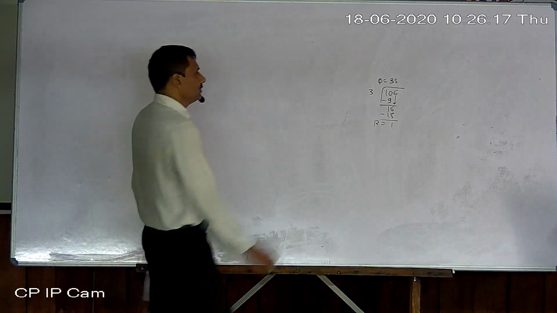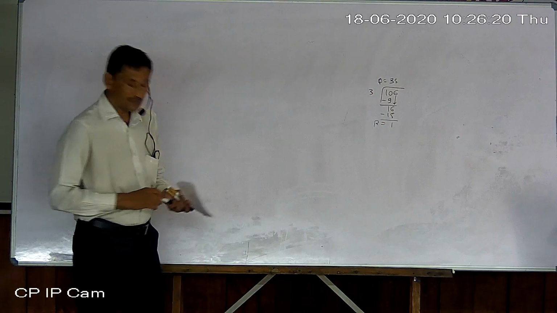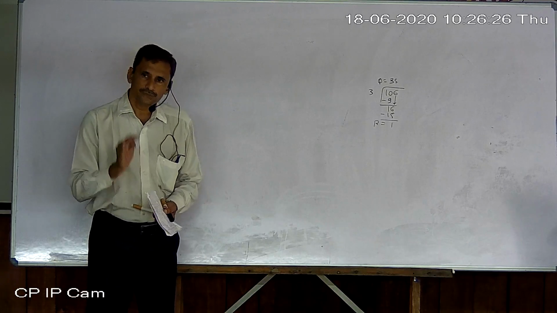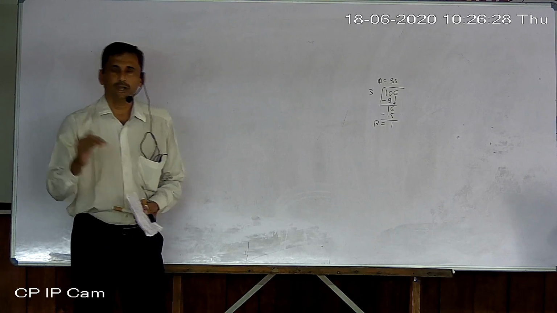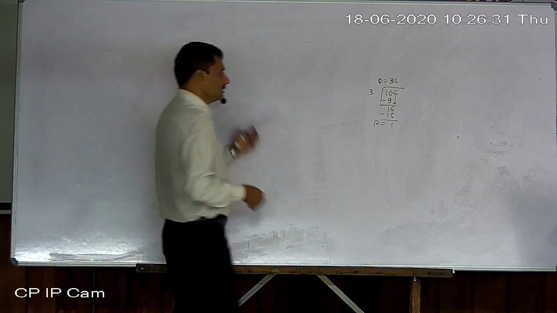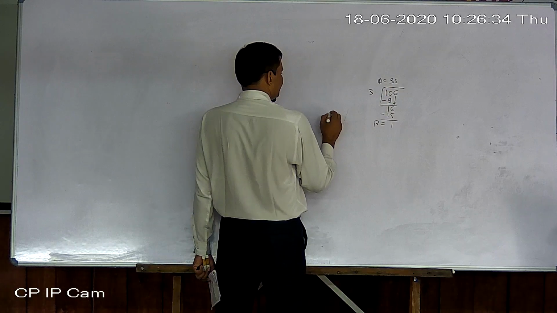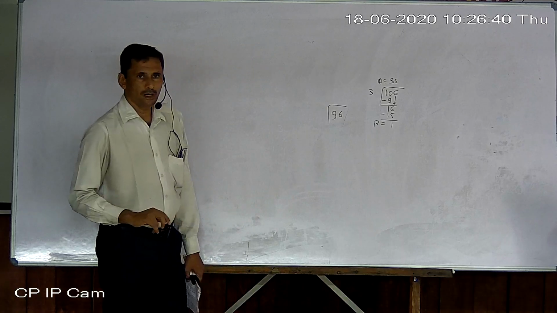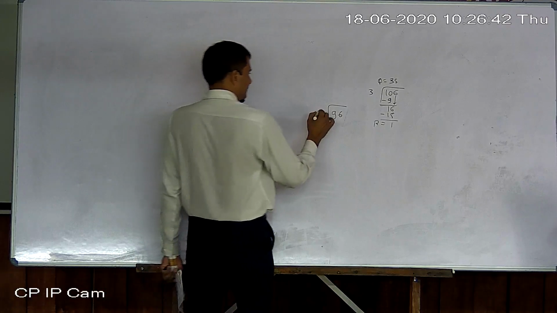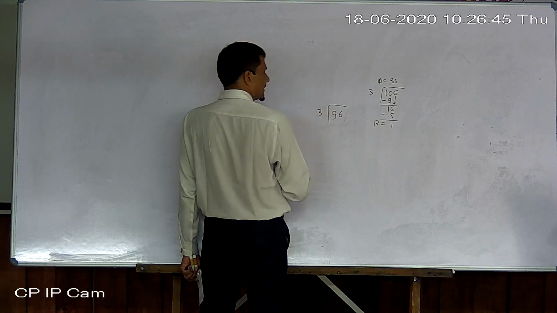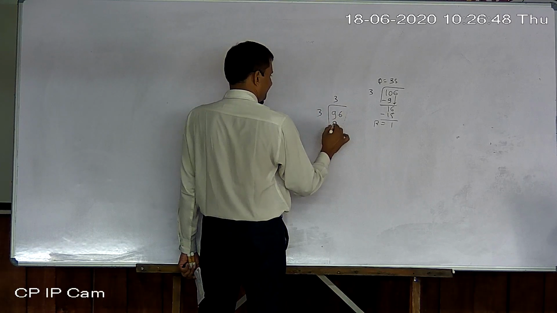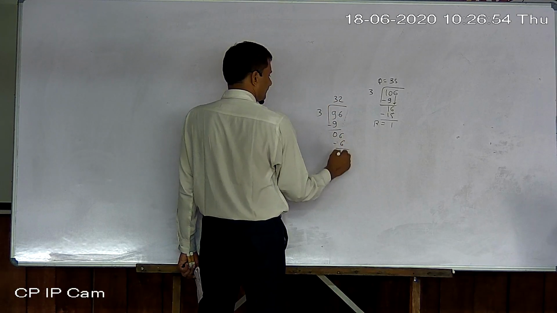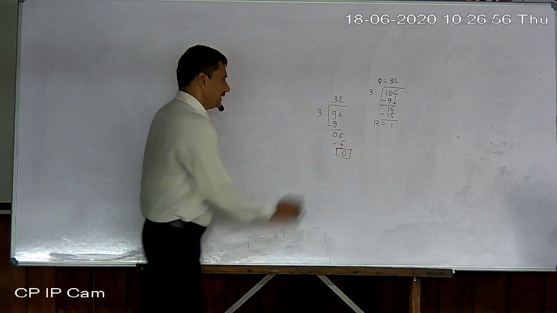Whenever you are asked to divide a particular polynomial by another one, at that time you just give the answer of quotient and remainder. Now another one: suppose you are given 96 and you want to divide it by 3. Then 3 3s are 9, 0, 6 comes here, 3 2s are 6. Now you got remainder 0.